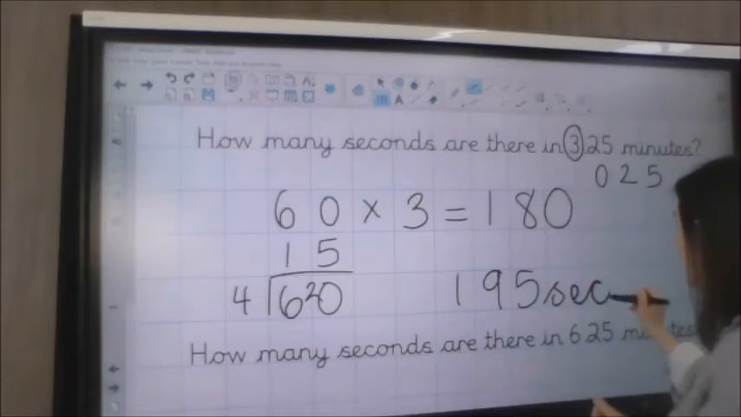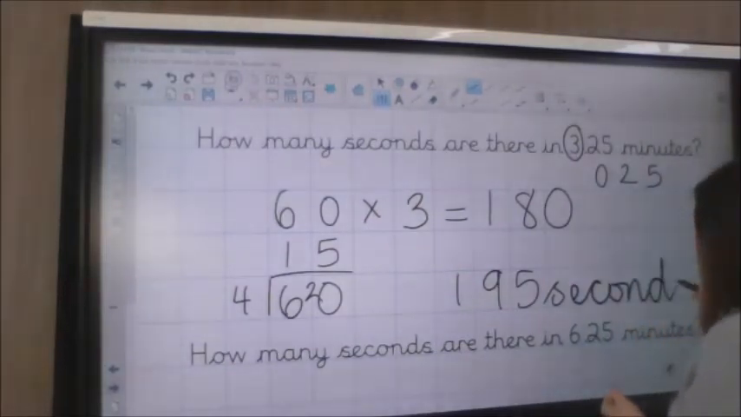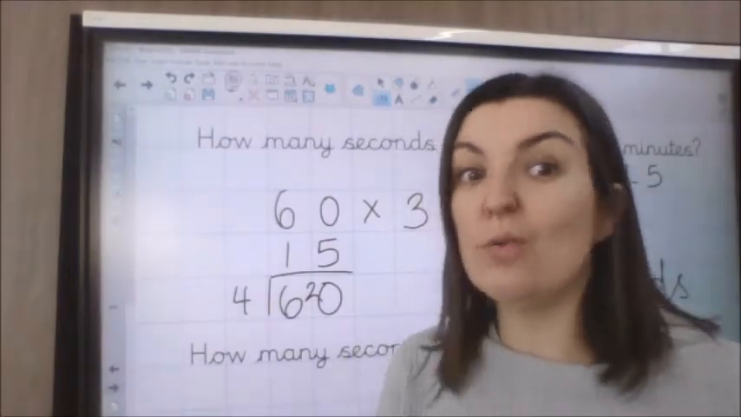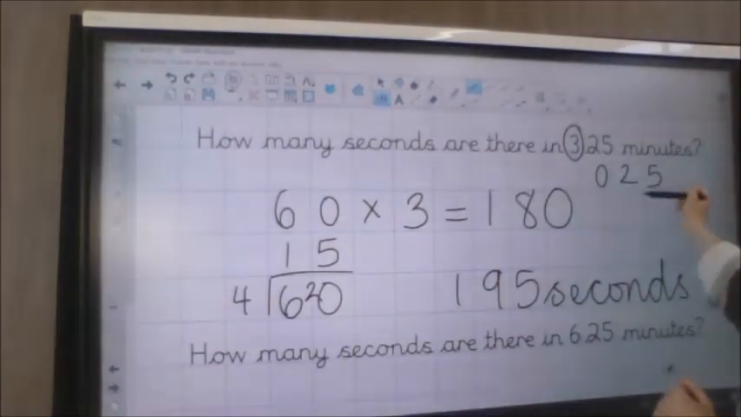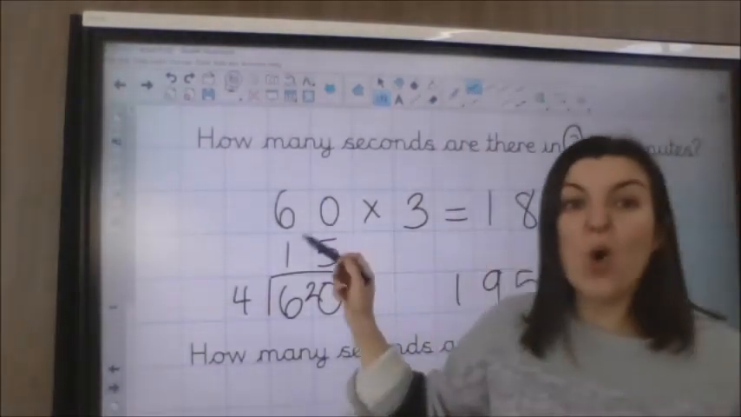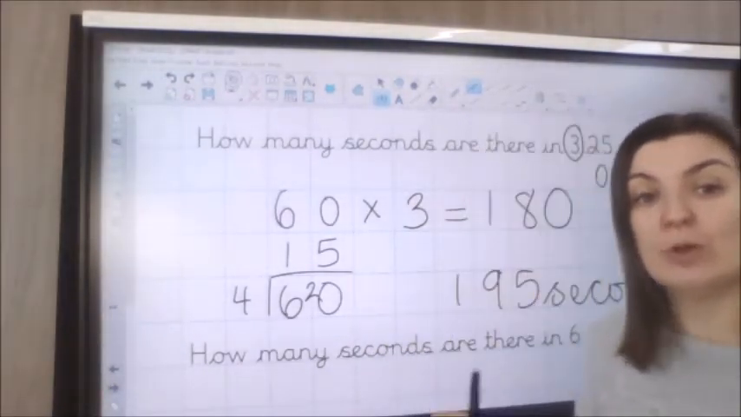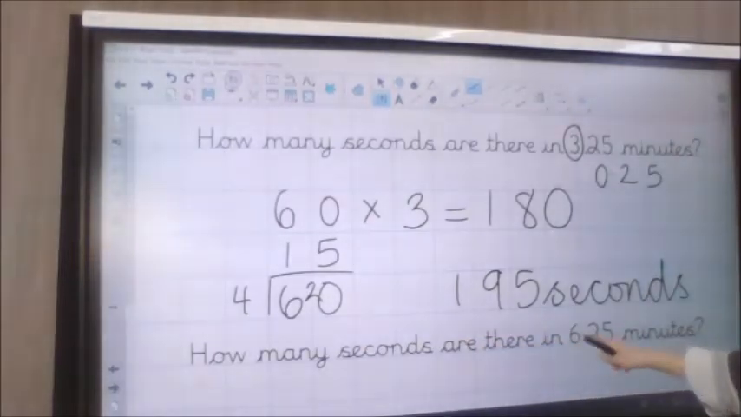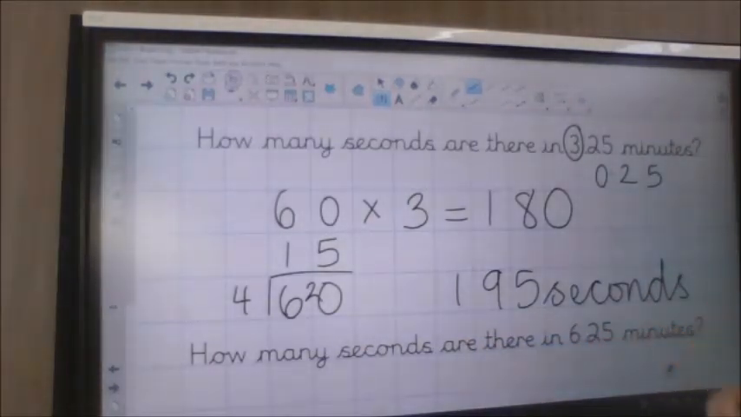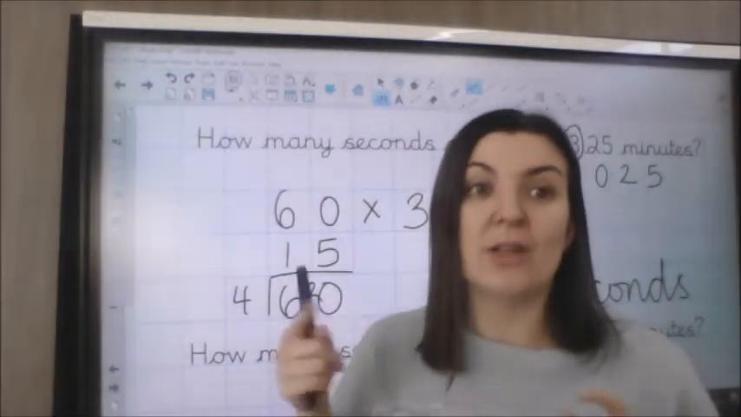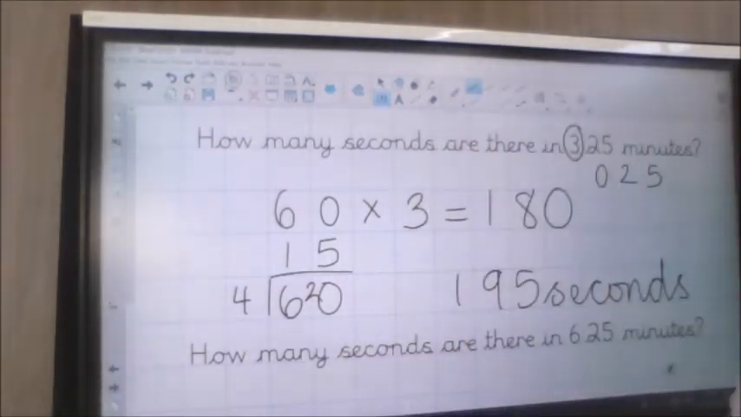195 seconds. So this one that I want you to do by yourself now should be quite easy because you know that 0.25 minutes is always 15 seconds. Okay? So I want you to pause the video now. You've got how many seconds are there in 6.25 minutes? And in your purple book, I want you to have a go at that question. Then we'll go through it together.